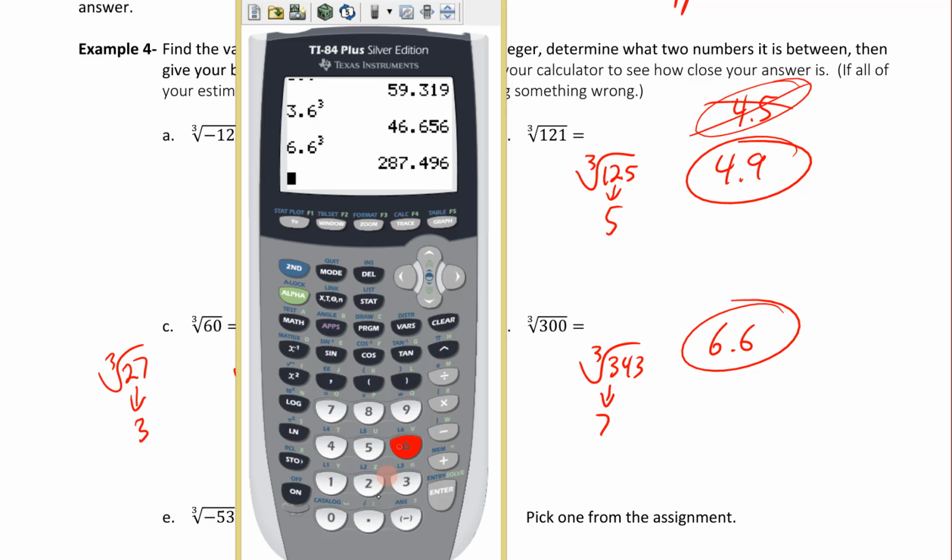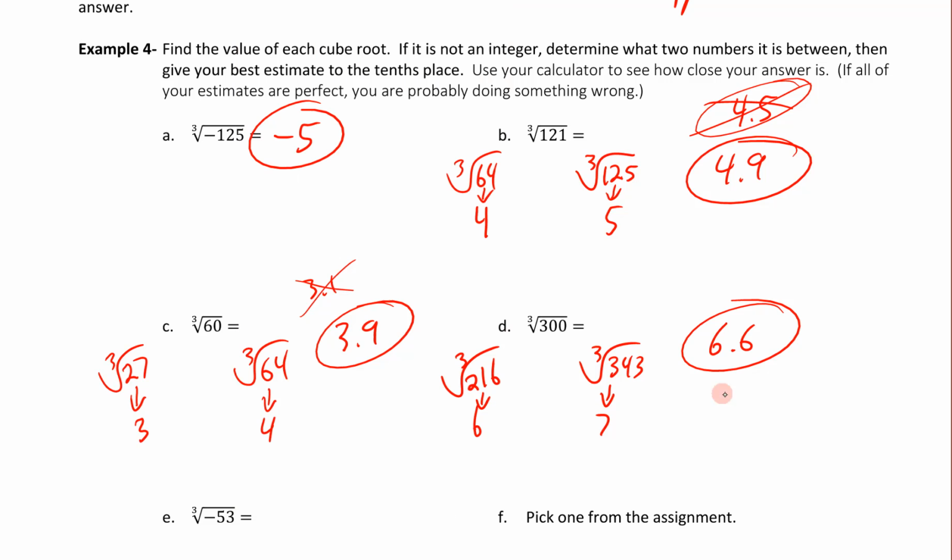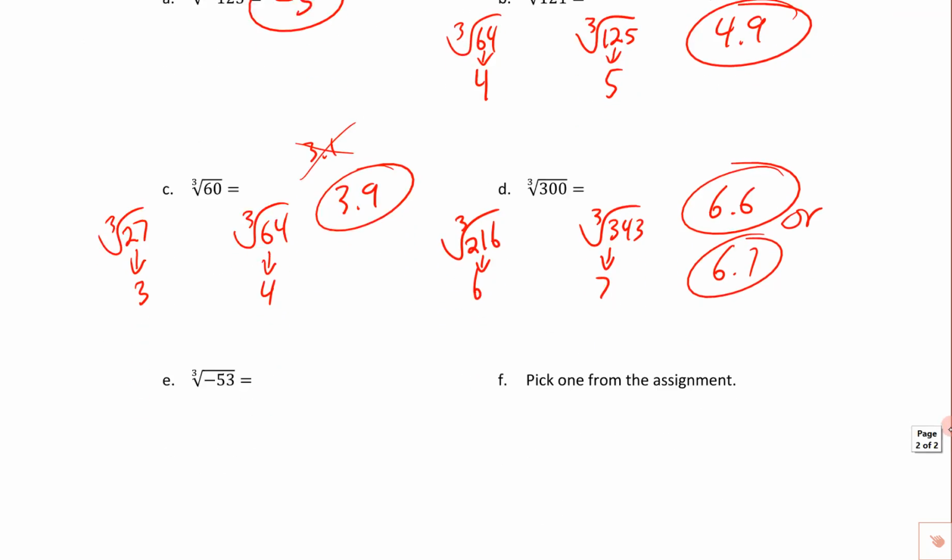Let's just, for the heck of it, say your neighbor guessed 6.7. We're going to raise that to the third power. Holy cow, that's almost right on the money. So 6.6, 6.7, either one of those, as long as we give it a good estimate, then we're just fine.